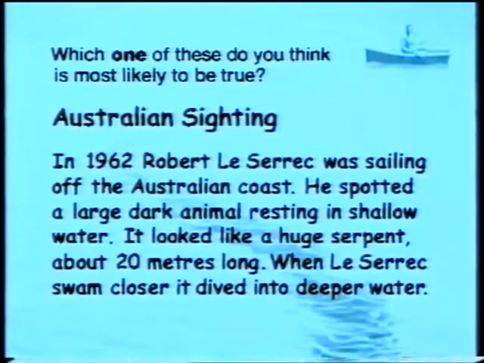In 1962, Robert Le Serac was sailing off the Australian coast. He spotted a large, dark animal resting in shallow water. It looked like a huge serpent, about 20 metres long. When Le Serac swam closer, it dived into deeper water.